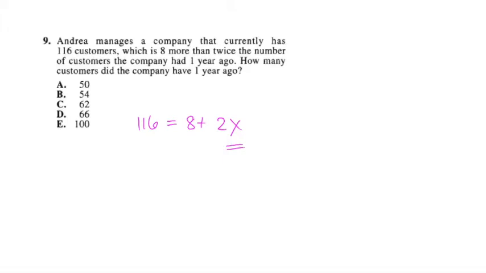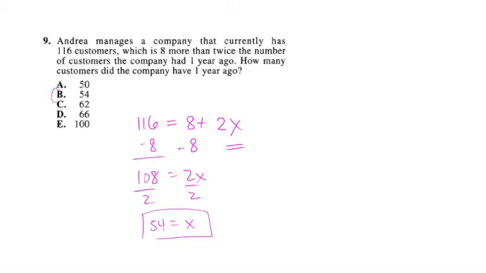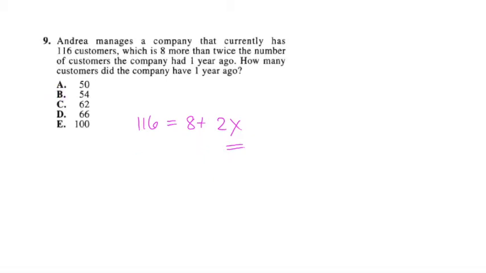All we're doing is solving for x. Now we can isolate the x. First, we'll put the 8 on the other side. That's 108 equals 2x, divide by 2, and x equals 54. This is our answer. Another way you could have done this is by back solving.